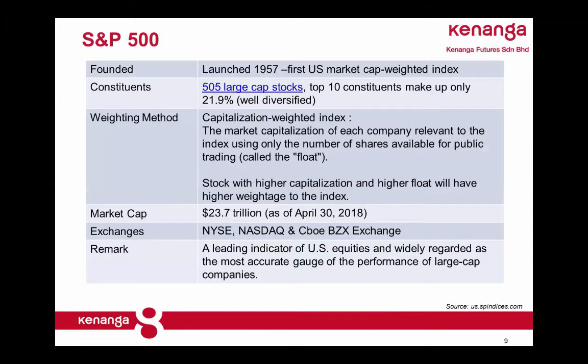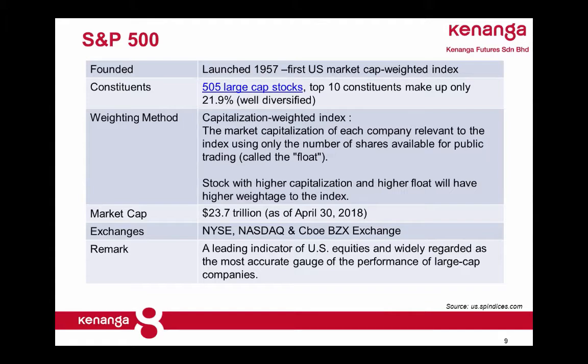Next is the S&P 500, which was launched in 1957 and is the first US cap-weighted index. It consists of 505 large-cap stocks. The index weightage is more balanced and well diversified, with the top 10 constituents making up only 21.9% of the entire S&P 500 index.